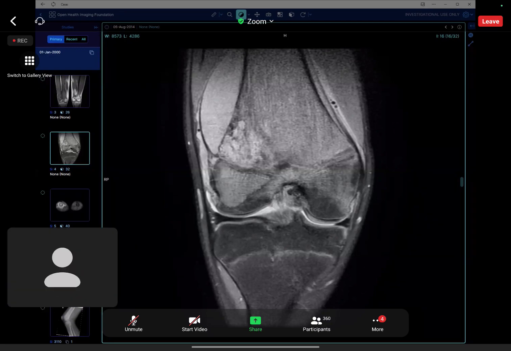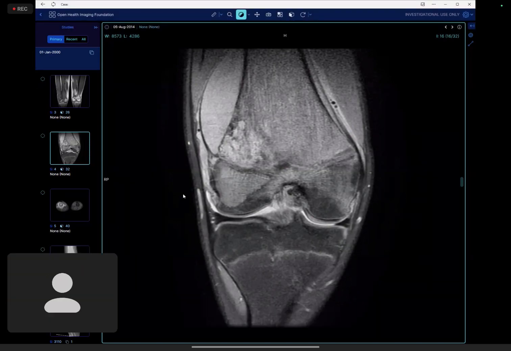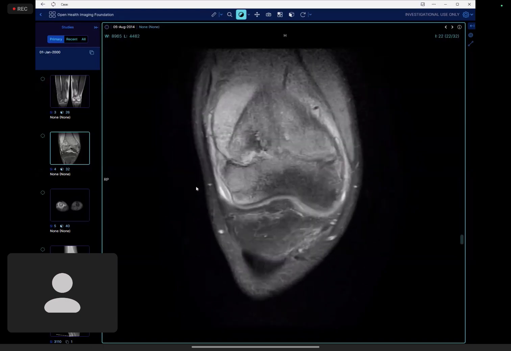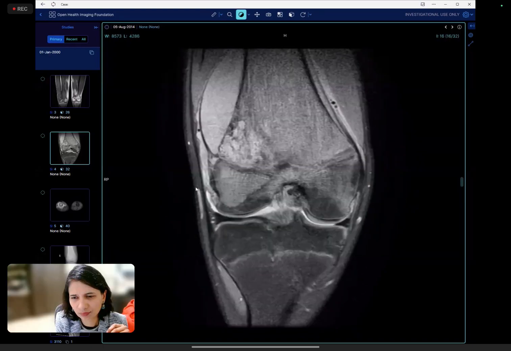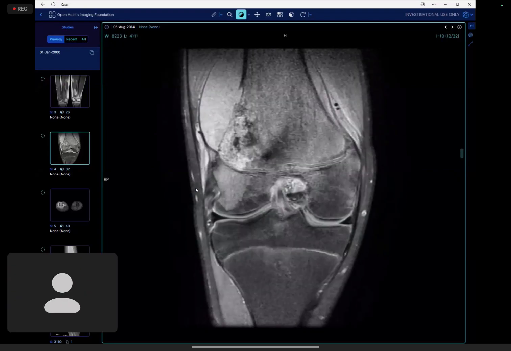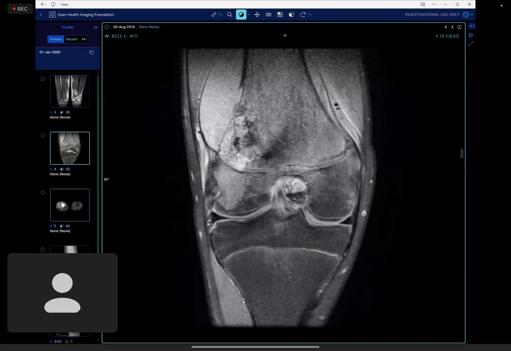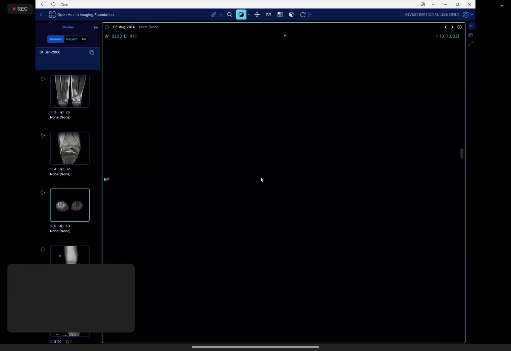I would scroll through the rest of the images to see if there's any cortical breach or any fracture through this. There is a surrounding large joint effusion. There is cortical breach, yes. So there is cortical breach on the lateral side. I'll get the axial for you.